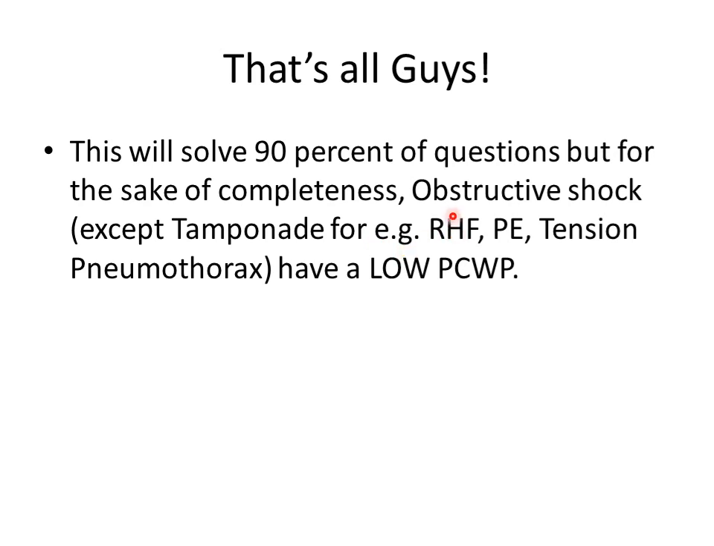Yep, and that's it. In obstructive shock, except tamponade, for example, right heart failure, pulmonary embolism, and tension pneumothorax, the PCWP is actually low because it's the pulmonary capillary wedge pressure and it falls. For the sake of completeness, if you have actually gotten all the concepts I talked about previously correct, you have to just mark this little tinge.